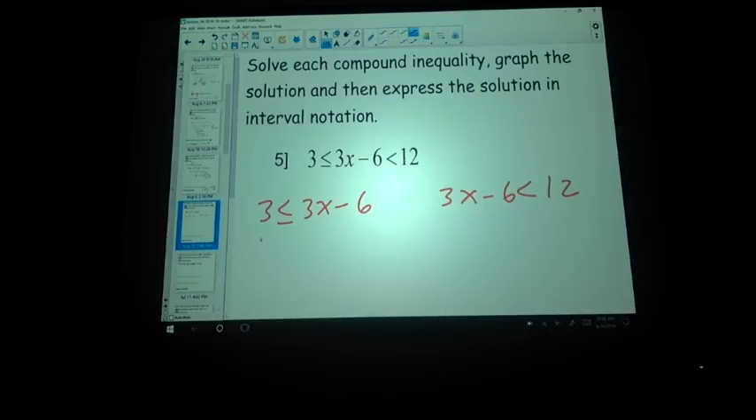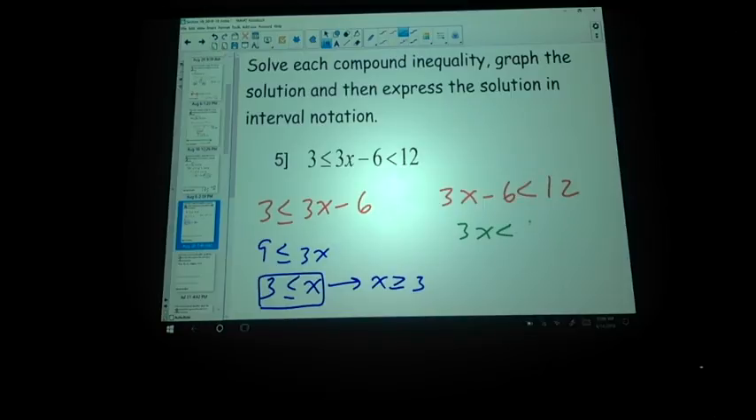So I'd add 6 here, so that'd be 9. And then I'm going to divide both sides by 3. Now I'm going to keep this like this for a reason. Just for now, this can be this, but it's okay to keep it looking like this right now. But it does equal that. Notice I flipped everything over. Yes? And then I'm going to do the green one. Add 6, so that's 18.